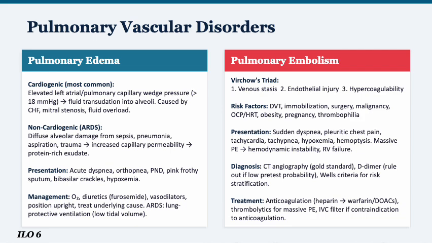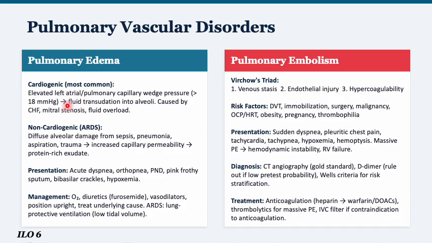Okay, and on this slide, we'll go into a little bit of detail about some of the vascular disorders. First, I'll talk about pulmonary edema, and then talk about pulmonary embolism. So this correlates with instructional learning objective 6. So pulmonary edema, the most common cause of pulmonary edema is something cardiogenic.